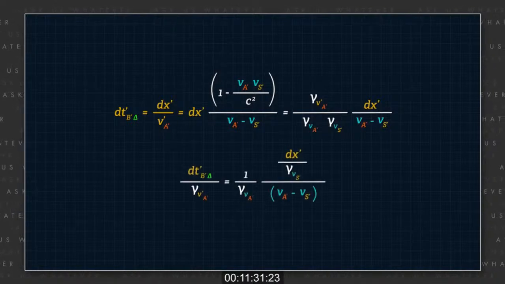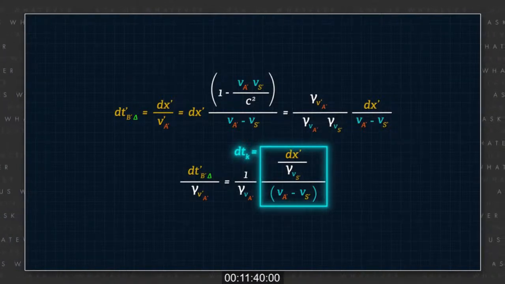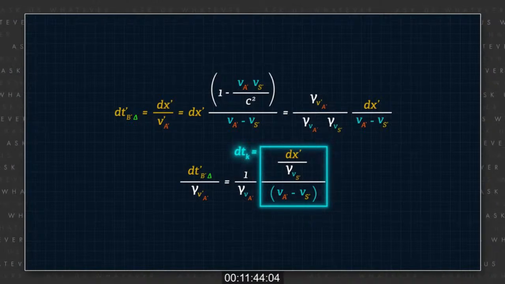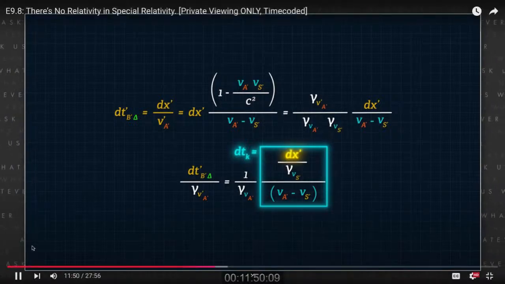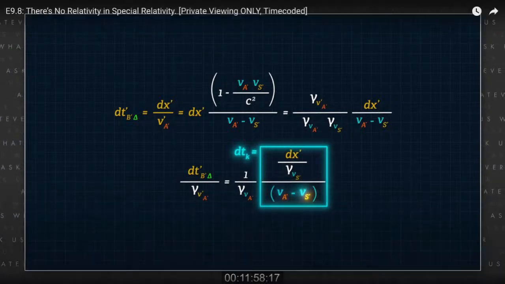Now we can spot a formula for dt sub K, the term in the blue box, in this intermediate formula. The following is merely a variation of a formula that Einstein published in his 1905 relativity paper. The time elapsed on clock K is equal to the length contracted distance traveled by clock A prime, dx prime, divided by gamma sub v sub S prime, divided by the amount by which the speed of clock A prime exceeds the speed of frame S prime.